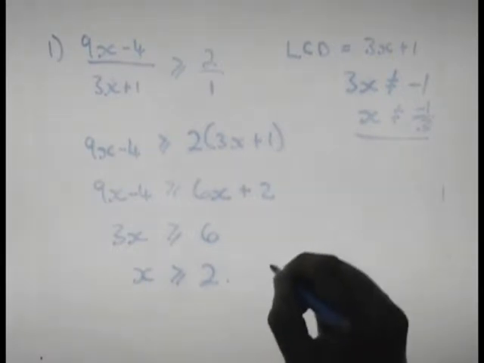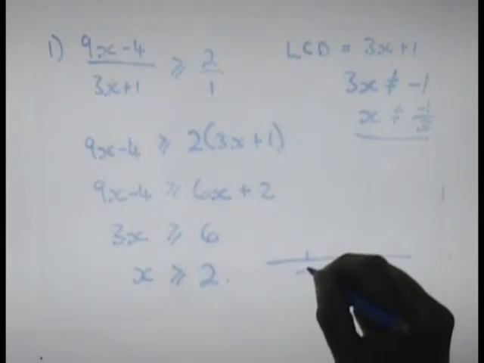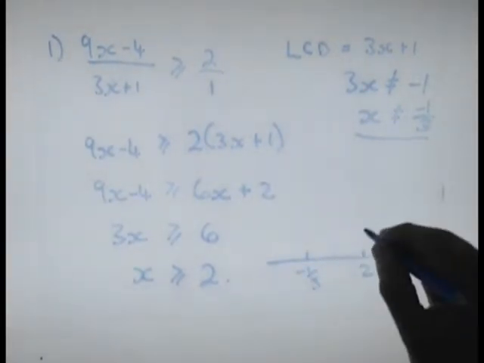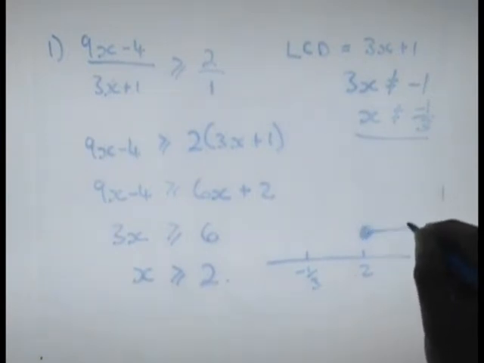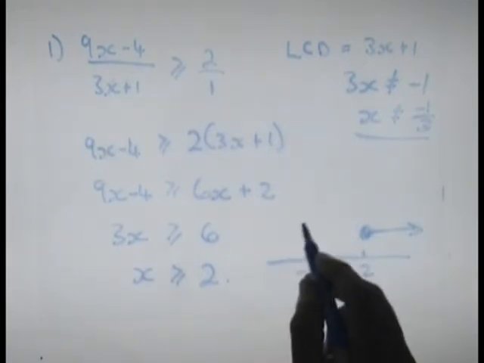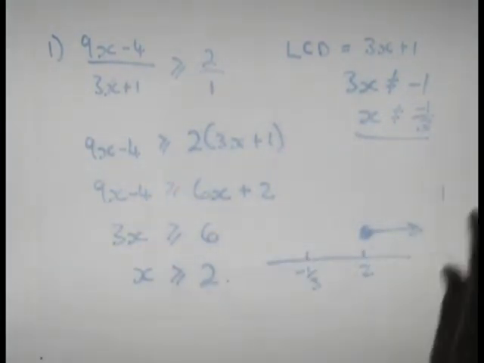So that's fine. Let me just draw that on a number line. Negative 1 over 3 is somewhere over here, 2 is over here. x is greater than or equal to 2, which means that we're looking for all of those values, not including anything below it, so that's all good.